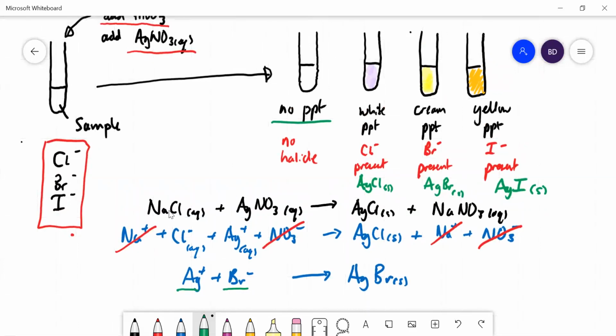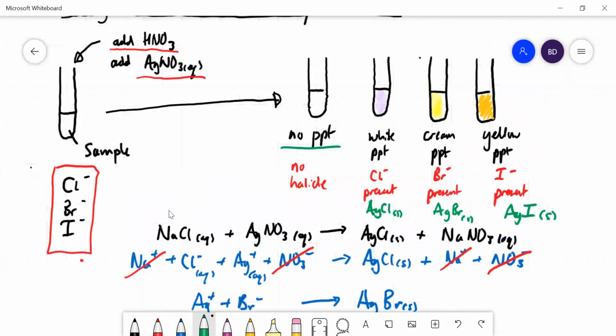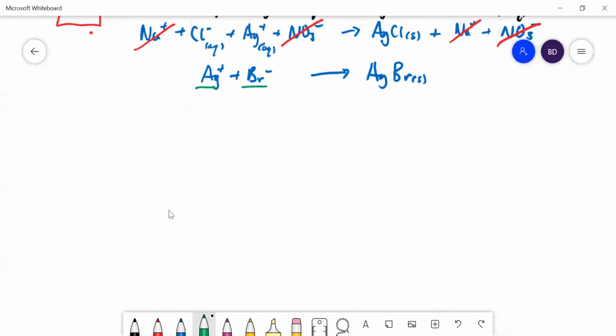Right, let's talk about why we add the nitric acid to start off with then. Okay, why do we add that? Well, the reason why I add nitric acid, so why acidify?